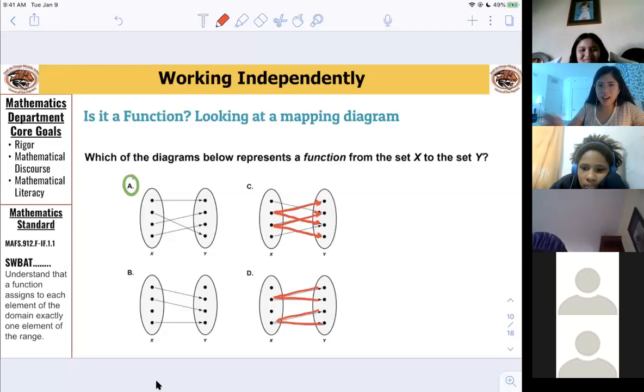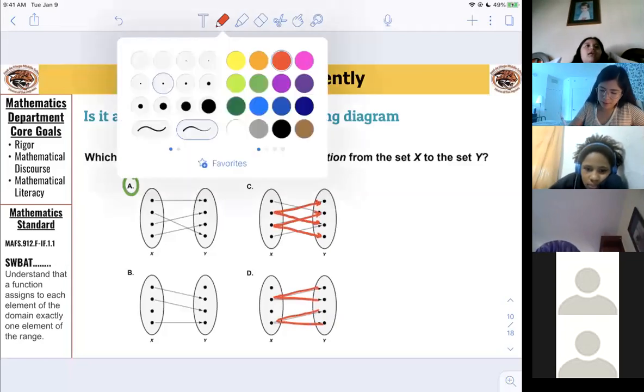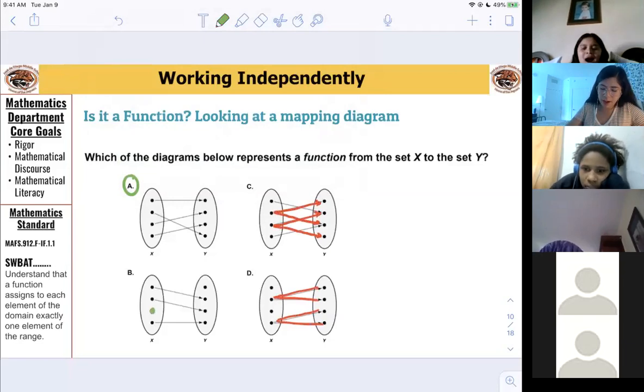And then B was kind of a weird one, but what's wrong with B? Oh, it has no input. So one of the inputs does not have an output. Yes, so the answer was A. Because you're always looking for the one that has no branching. There was no branching for A, so we know that one's correct.